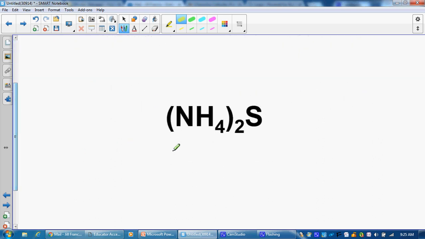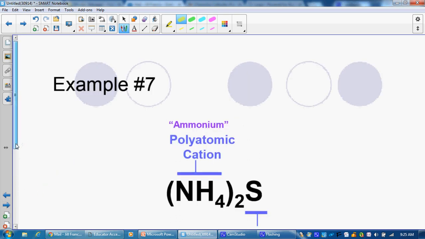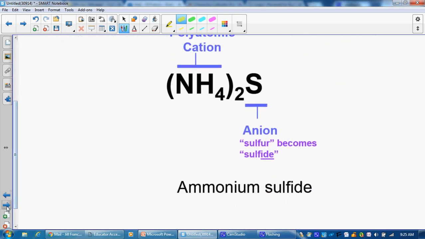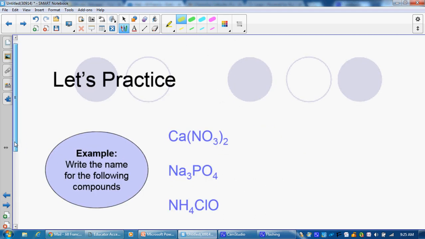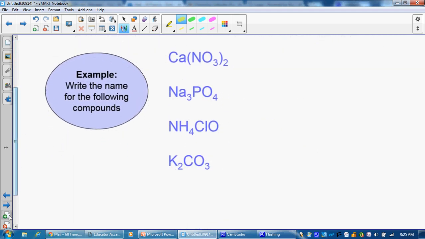Again, this number does not matter right now, just the name of the polyatomic ion. So calcium hydroxide. This one, remember your NH4 is ammonium, so this is a nonmetal, so you have to end it in IDE, so ammonium sulfide. Okay, so now pause your video and go ahead and write the names of these down.